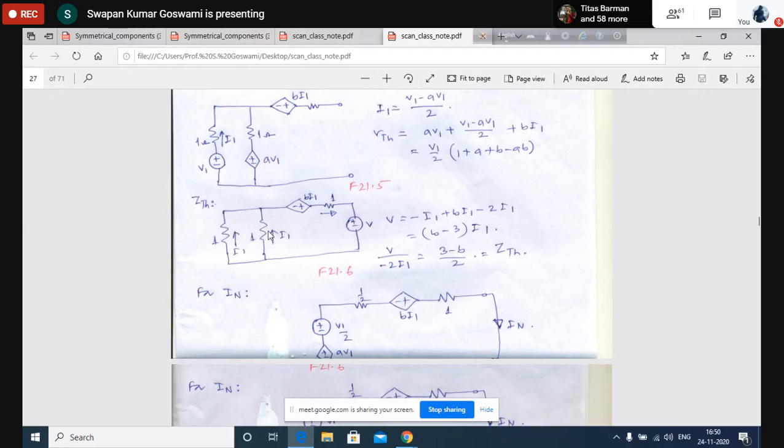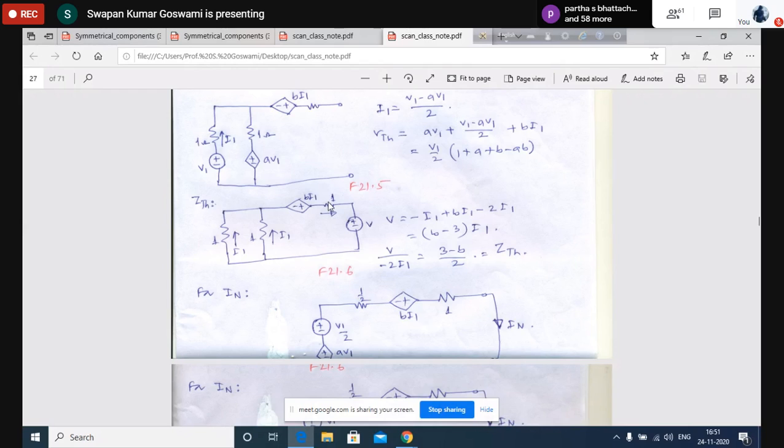Okay, so these two resistances are there. Is it clear why AV1 is not here, but BI1 is here? BI1 is here because you see that I1 is the current through this branch. Whatever may be the value of I1, it will produce a voltage equal to B times that current here. Whatever may be the value of this current, a voltage B times this current will be produced here. And this B times I1 is shown here.